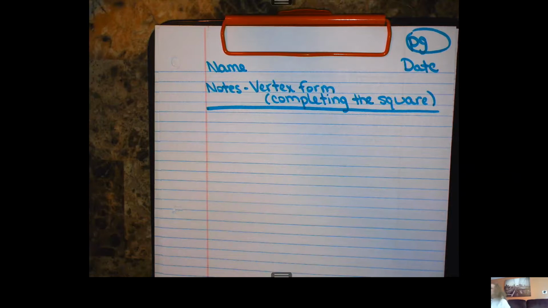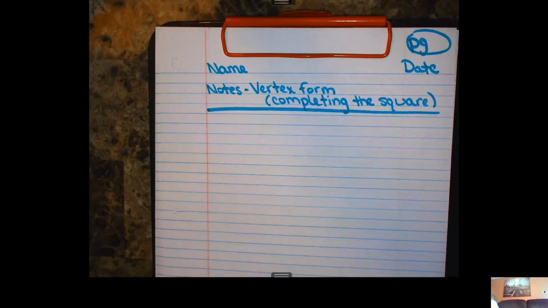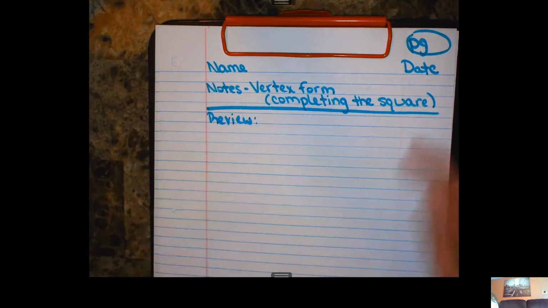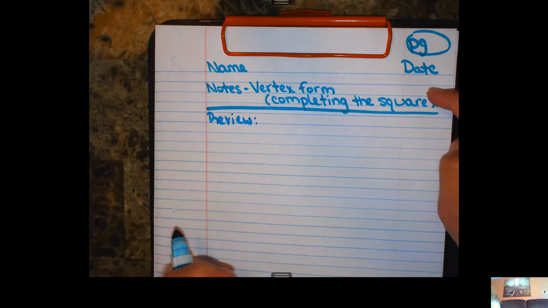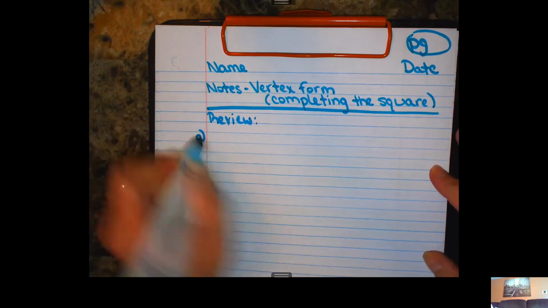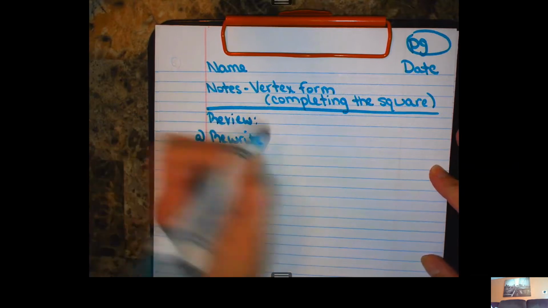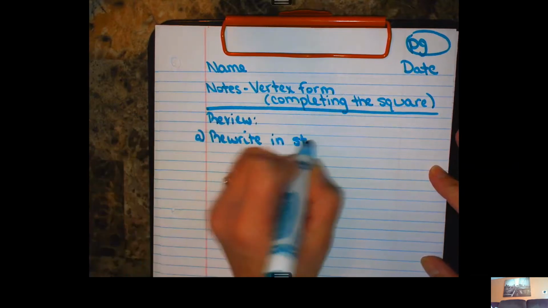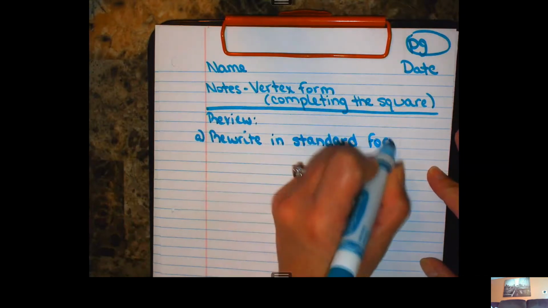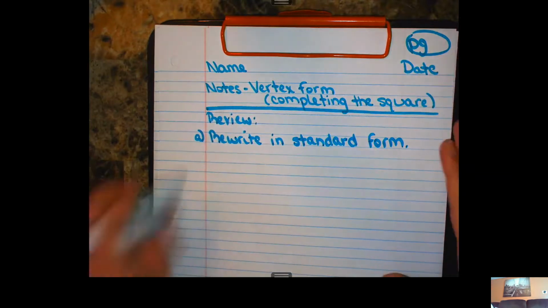So before we get into completing the square, I want to do something that we've seen before. So we're going to do a little bit of a review. Can you write review for me? Hopefully, if you had time to write down your title, you can always pause the video if you need to. For the directions, this is example A: rewrite in standard form.